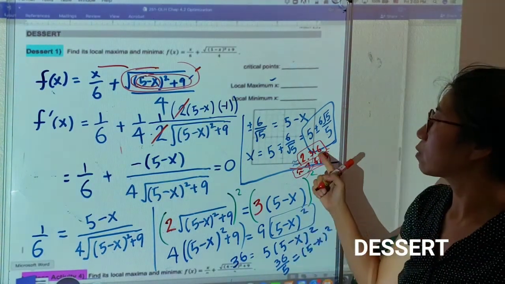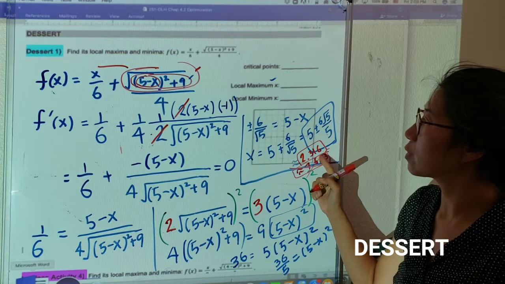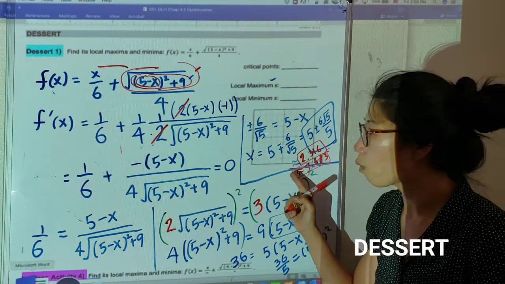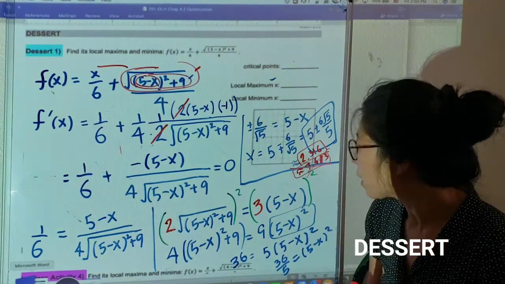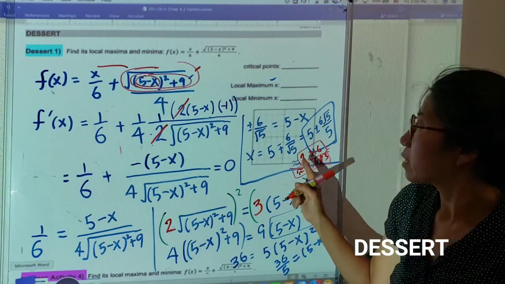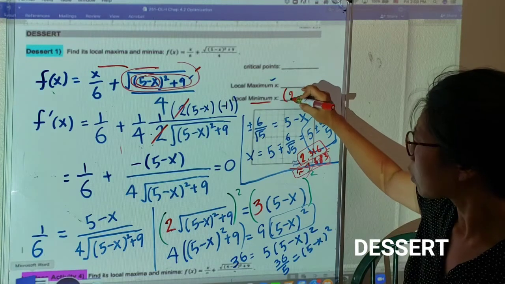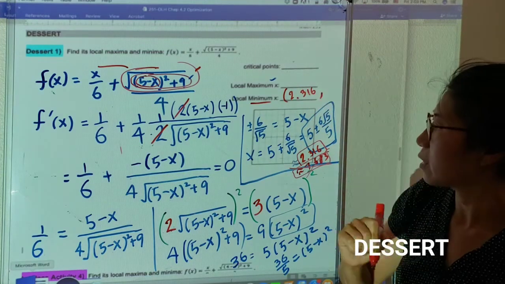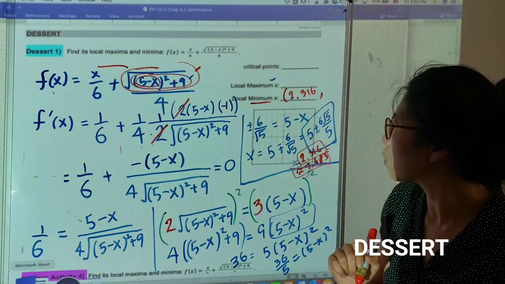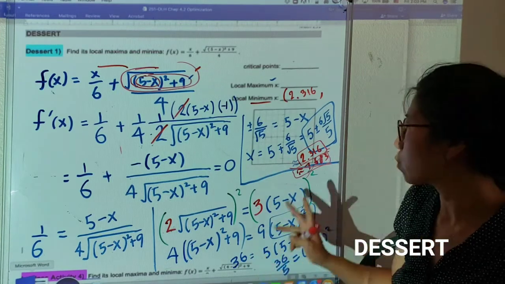Because remember, what does that mean? We have to find the extreme values. So it's going to be either a local maximum or local minimum. And this one will be, now let me look at, this will be a local minimum at 2.316, and then I have to explain the reason why it is a local minimum in the next section, so just wait for me.